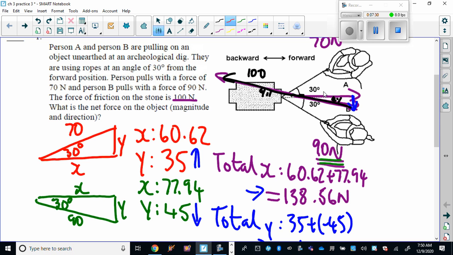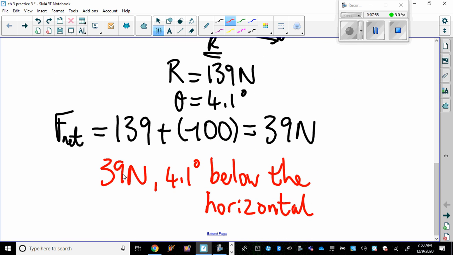If you want to designate up, down, left, right, north, east, south, west, and then write your answer that way, that's also going to be acceptable, as long as you say something like this is east, and this is south. Therefore, it's 4 degrees south of east. You can say that as long as you designate it somewhere in the question. The best answer, in truth, is right here: 39 newtons, 4 degrees below the horizontal.